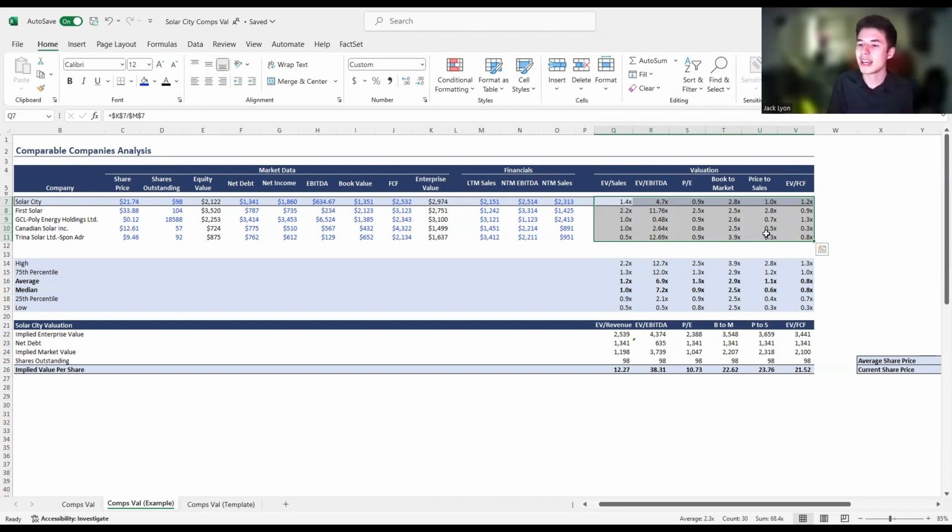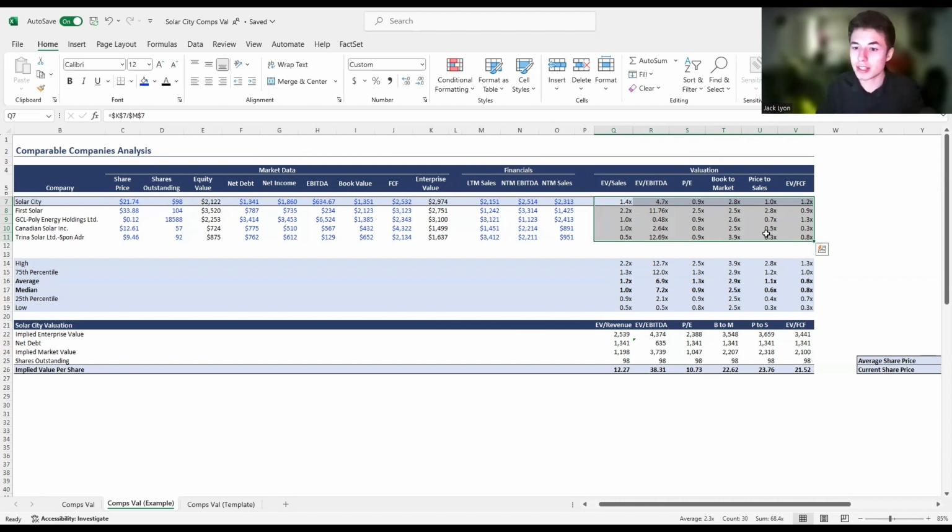Now, it's important to say that a comps valuation is an estimate. It will not give you an exact value of what the company should be, but it just gets you in that ballpark. This is very beneficial for a football field valuation, which we'll make a video on in the future. This is just another tool to add to your toolkit when valuing a company.